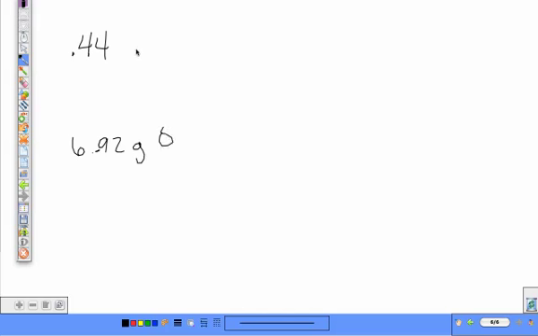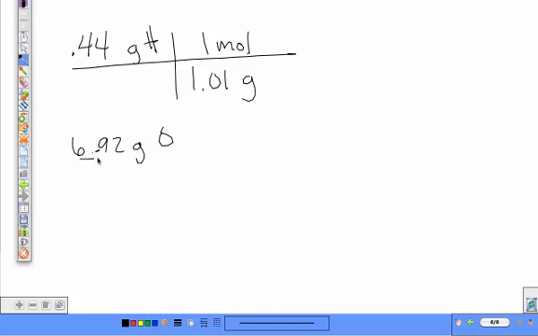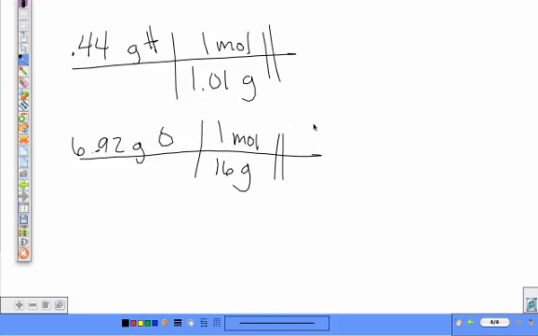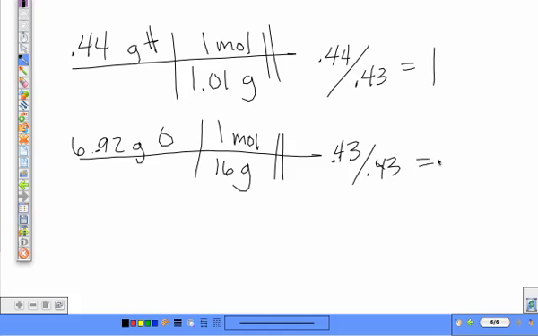What do we need to do first? Change it into moles. Go to our values here. 0.44, it should be pretty close. And what for the second one? 0.43. So we're going to divide by the smallest, so we're going to divide by 0.43. I'll bet that top one's probably close enough to one, so we'll have one and one.